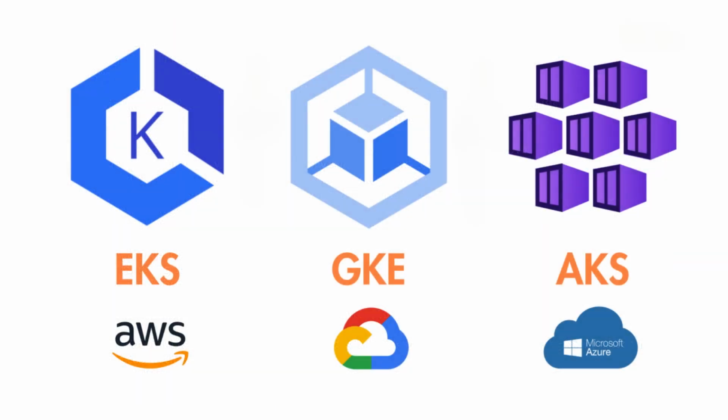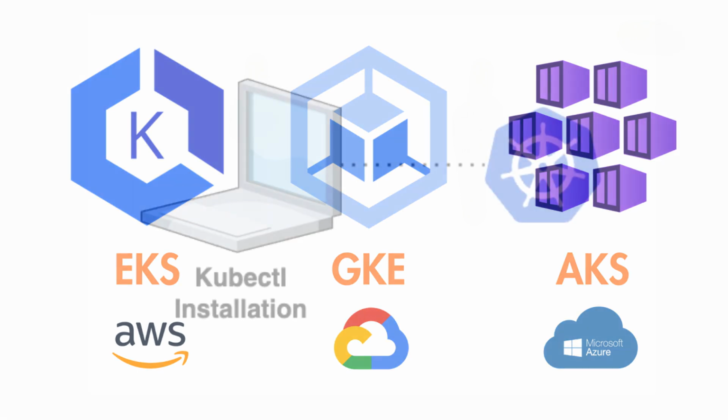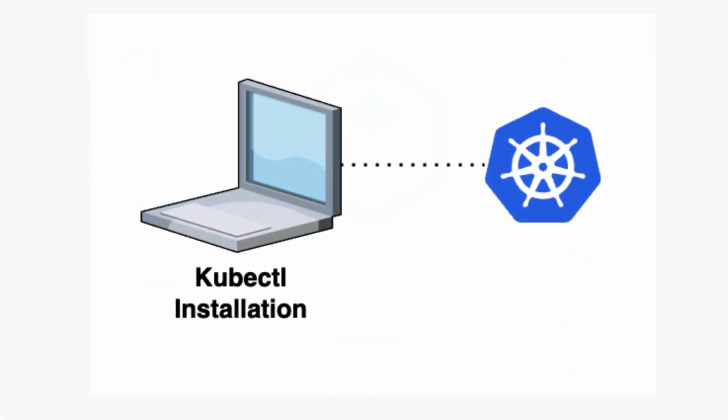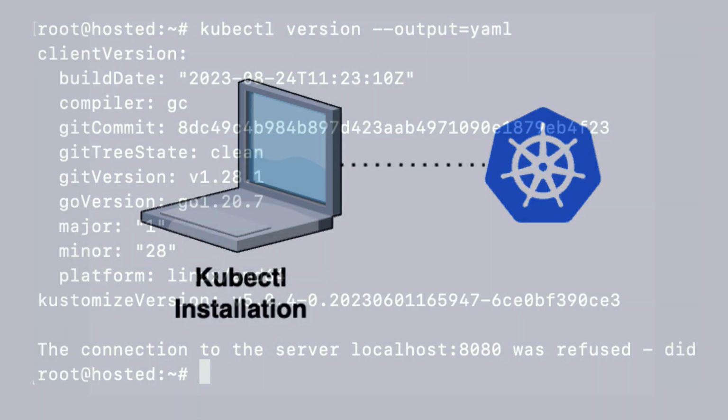Alternatively, managed Kubernetes services like Google Kubernetes Engine, GKE, Azure Kubernetes Service, AKS, or Amazon Elastic Kubernetes Service, EKS, provide scalable, production-ready clusters. These services abstract much of the cluster management, making it easier to set up and operate Kubernetes at scale. Installing and configuring kubectl.